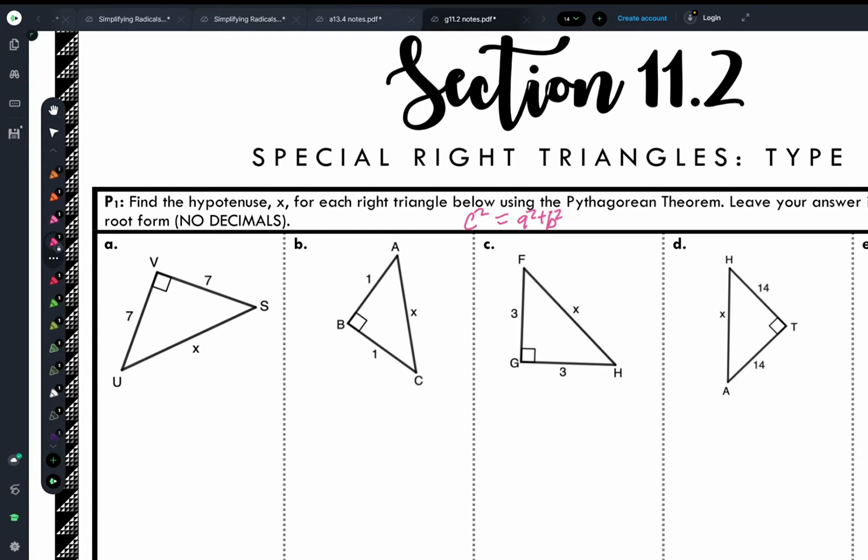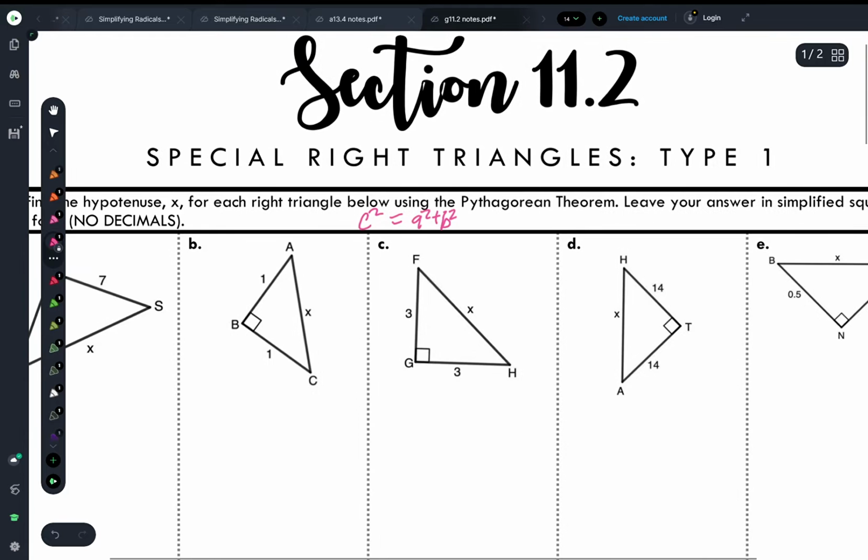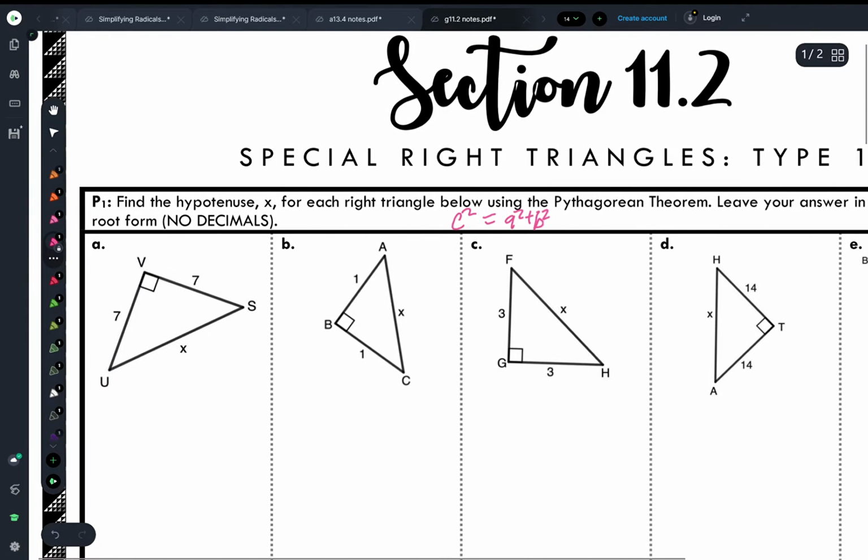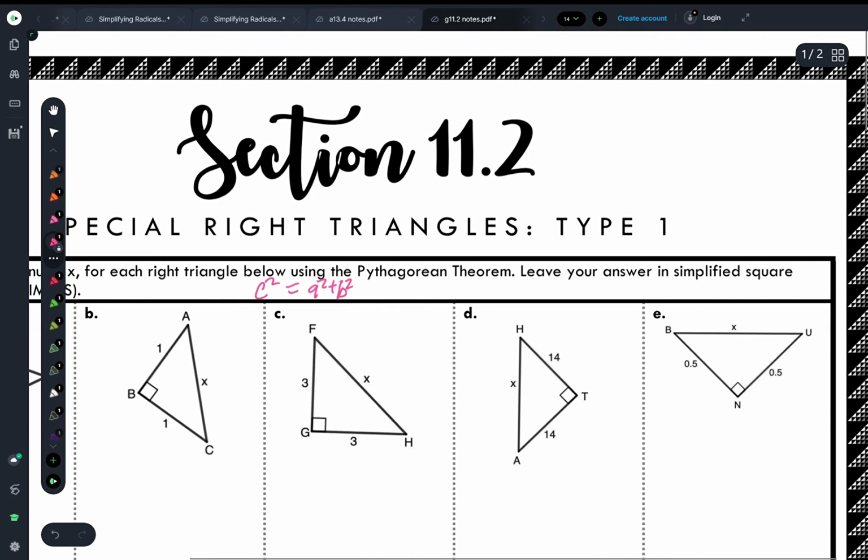All right, this is the lesson video for section 11.2, special right triangles type 1. So we're dealing with right triangles. Let's do a little bit of a review on what is in a right triangle.